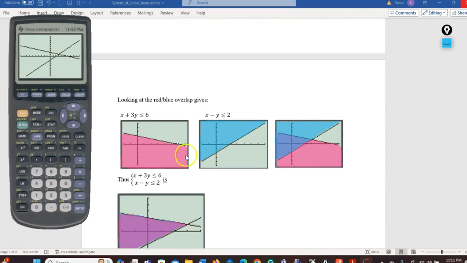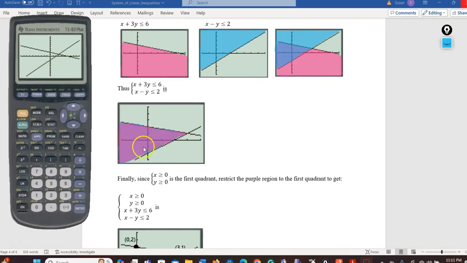Okay, so looking at the red and the blue overlap gives that. And then I've enlarged it there. So I put the window, instead of being a standard from negative 10 to positive 10, I think I took this to go from negative 2 up to 4. And the same with the y. Looks like maybe negative 3. And then press graph.